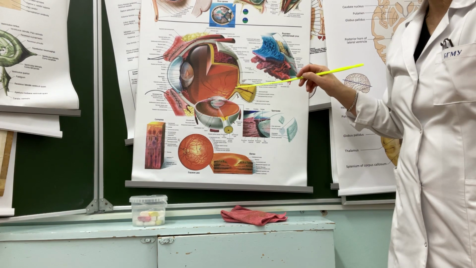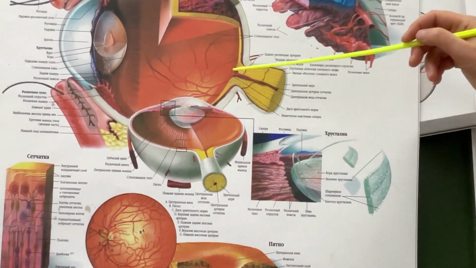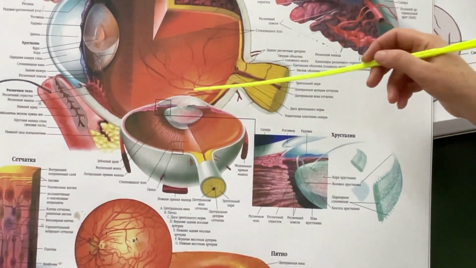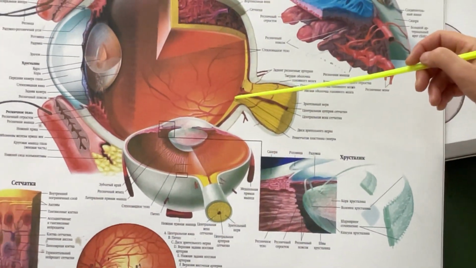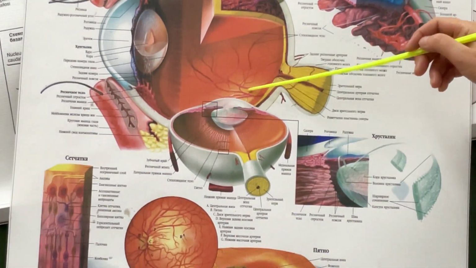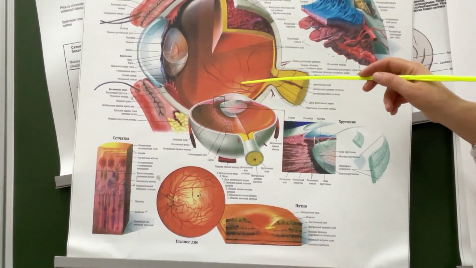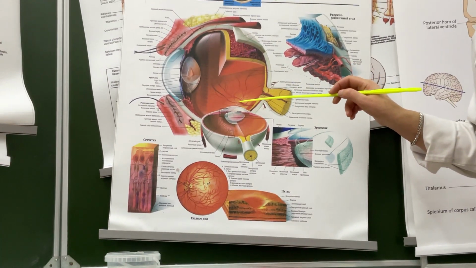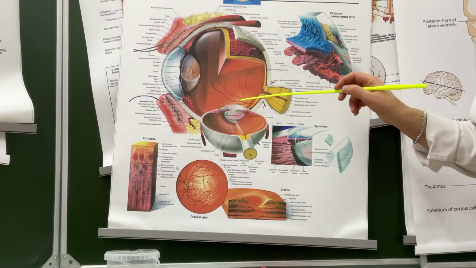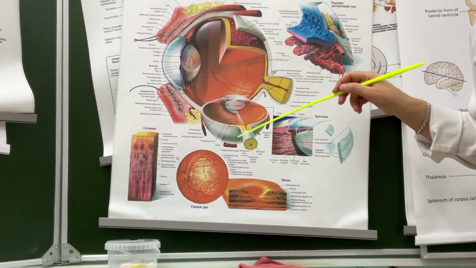Here we don't have sensory cells, just fibers, so therefore it is blind, the disc of the optic nerve. It is located medial to the posterior pole of the eye, and lateral to the posterior pole we have the macula or yellow spot. It also has the central fovea, which is the place of the highest acuity of our vision.